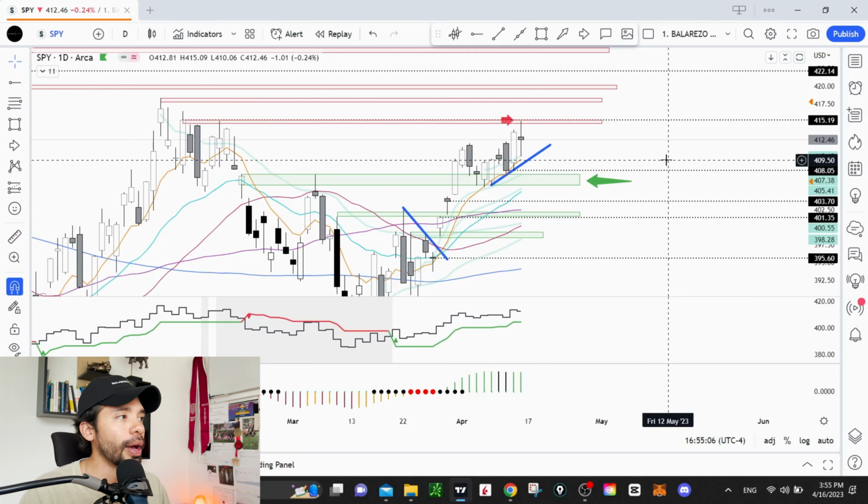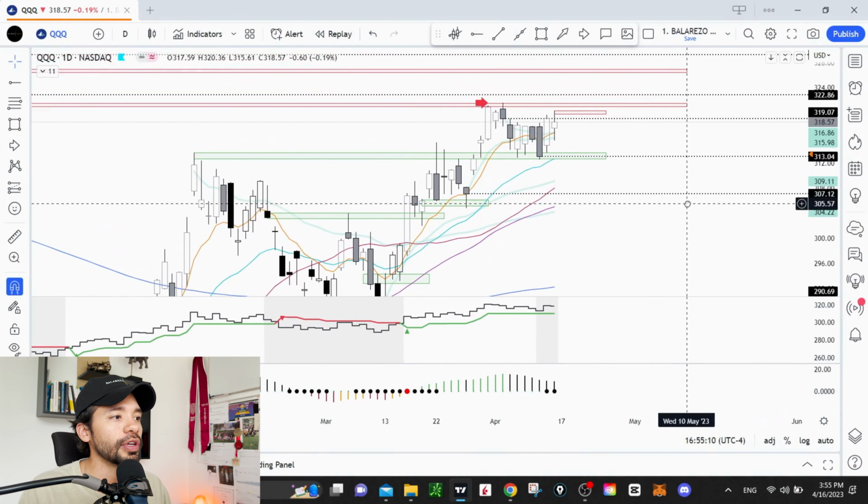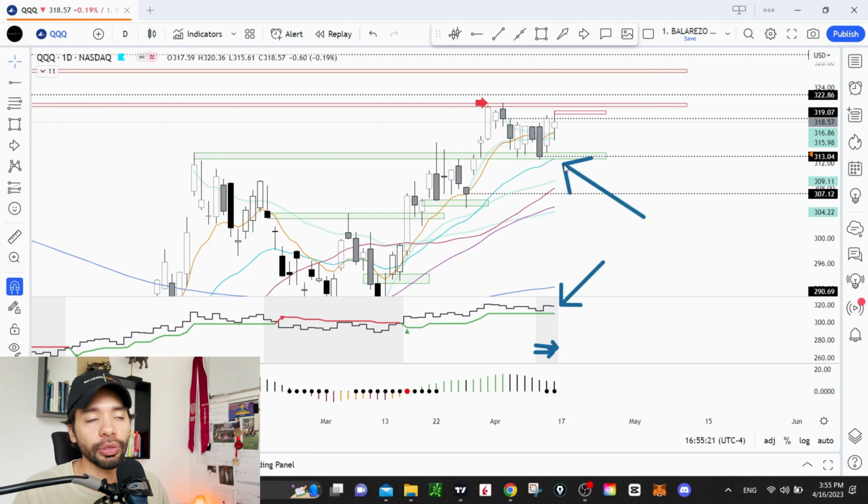And now going back to the Qs, we're probably going to see the same. You can see right here in my indicator that the structure continues to be bullish. However, we're starting to see this dark background, and that tells me that we're probably going to see a little bit of pause. I'm also looking at that 21 exponential moving average.